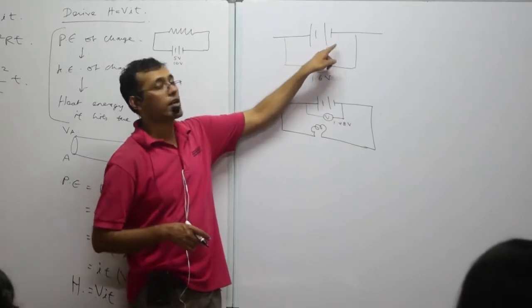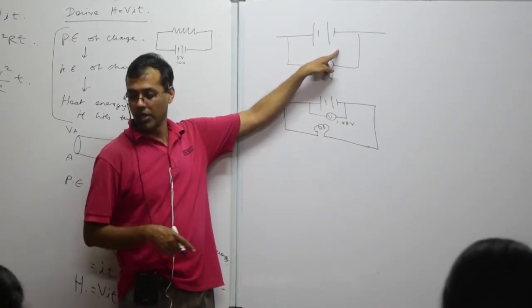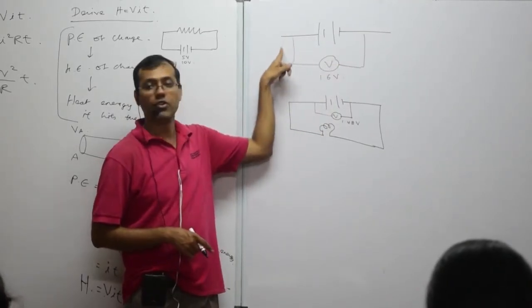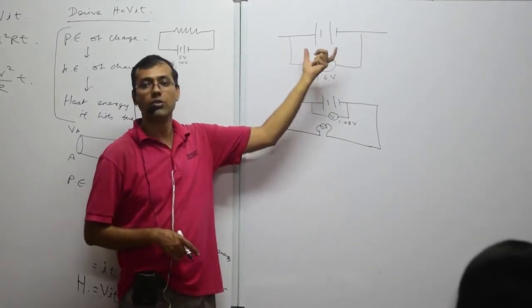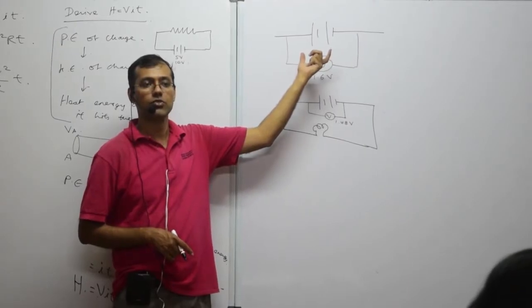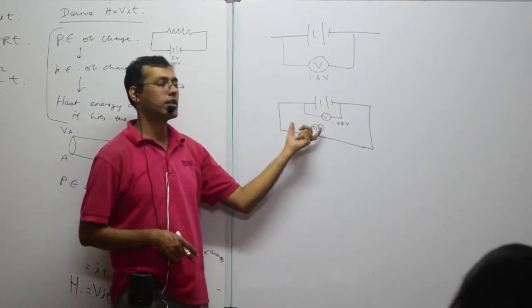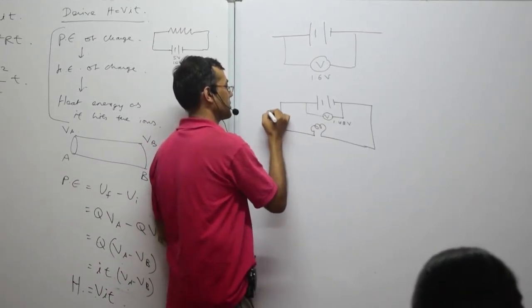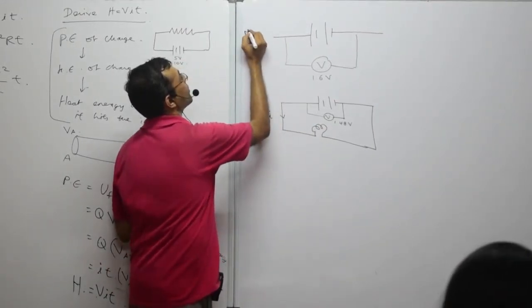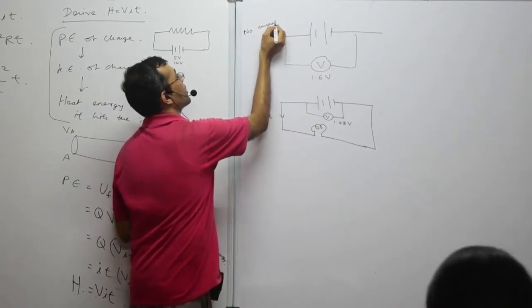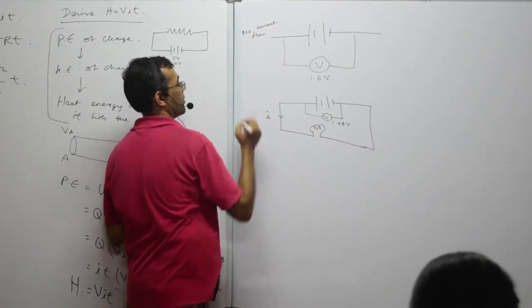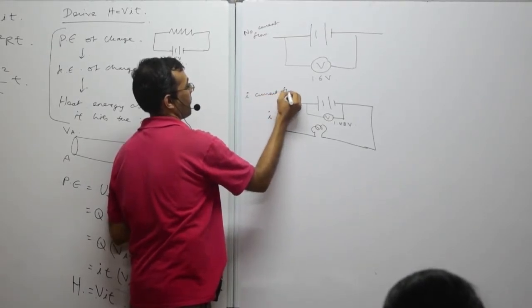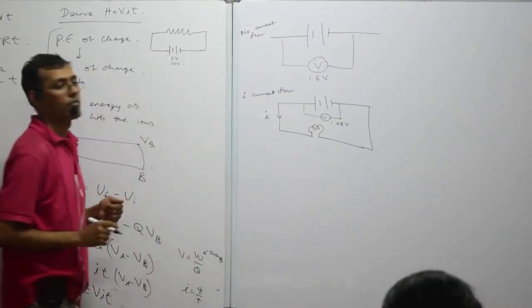When you are connecting only the battery, there is no current flow because there is no circuit at all. You are just checking only the voltage difference. So there is no current flow. Whereas here there is a current flow. That's the main difference you should understand. Here no current flow. Here there is a current flow.